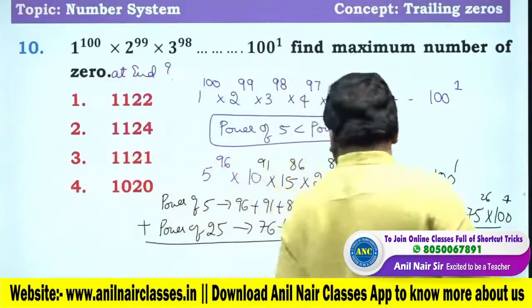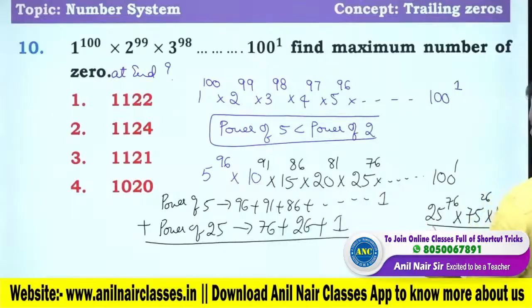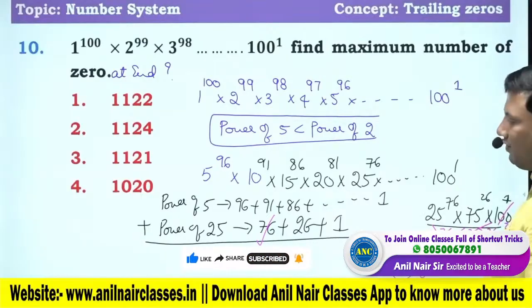25 I can take as 5 square power 76. So 5 power 76 into 5. This we wrote. So this I am writing. 75 is 5 square into 3. This we wrote. Another 26 we are writing. Are you all with me? 5 square into 4. 1 5 we wrote. So another 5 we are writing.